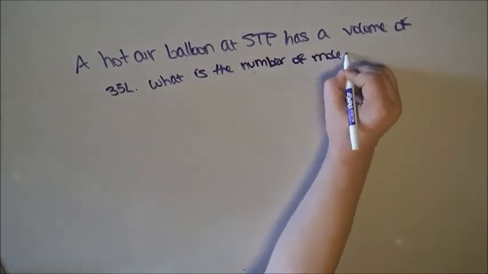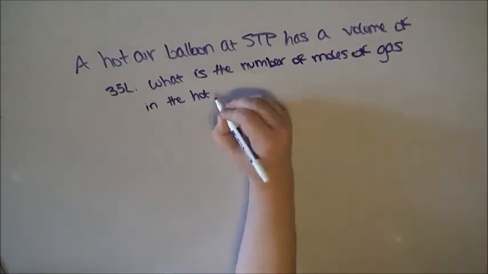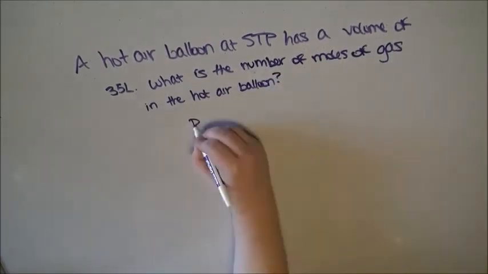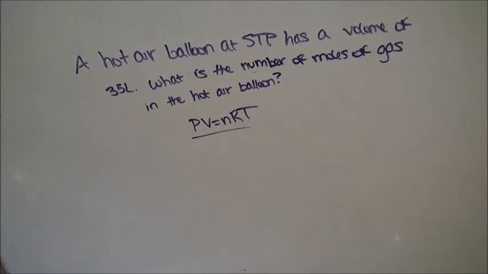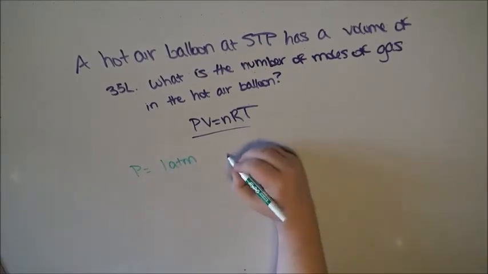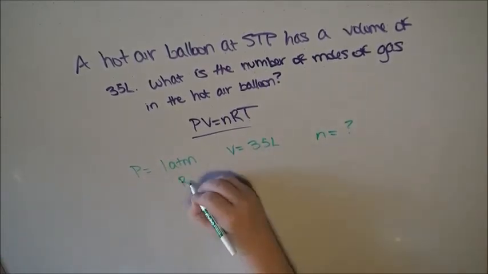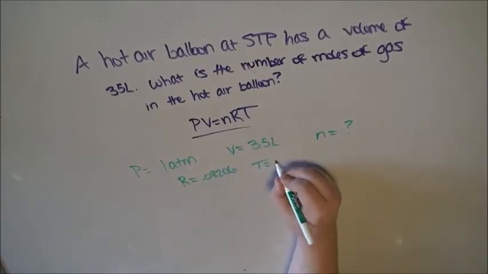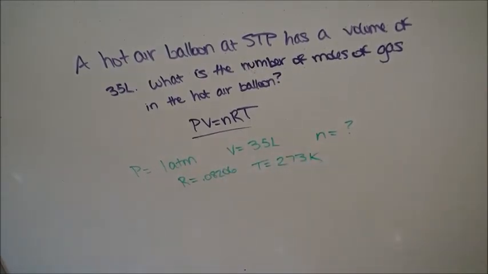A hot air balloon at STP has a volume of 35 liters. What is the number of moles of gas in the hot air balloon? To start, let's identify important information that is given in the problem. At STP, the temperature is 273 Kelvin, which is equivalent to 0 degrees Celsius, but we use Kelvin for ideal gas law problems. The pressure at STP will always be 1 atm. The third piece of information that is given in the problem is the volume of the gas, which is 35 liters.